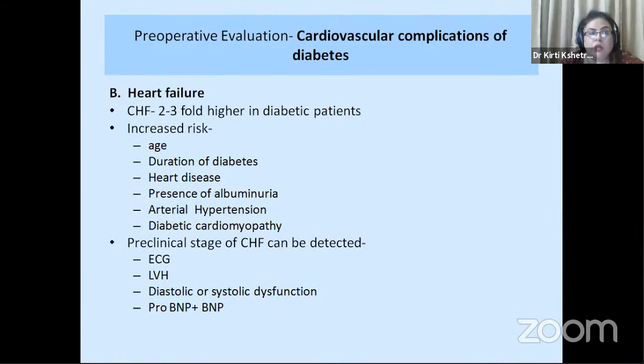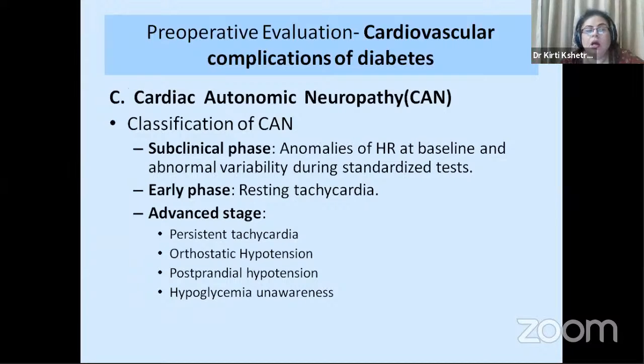Cardiac failure: again, a 2 to 3-fold higher risk in diabetic patients. The preclinical stage can be diagnosed by ECG, and LVH can be diagnosed. Diastolic and systolic dysfunctions are present, and pro-BNP and BNP can be measured in these patients. Then comes the most important cardiac involvement. What we see is the CAN, that is cardiac autonomic neuropathy.